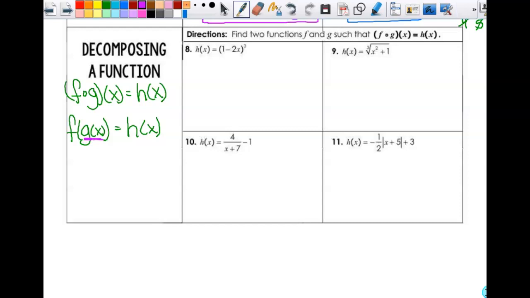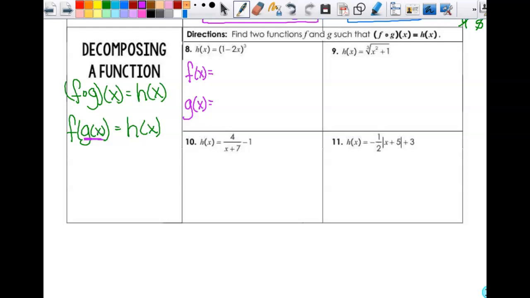If I ever ask you to do this, which you will on a quiz and a test, you only have to give me one set. We're going to look at more than one set for each one of them because I want you to see there's different ways to look at it. But so here's h of x. I need to find an f of x and a g of x that I could use that when I do f of g of x, I get that. It's easiest to find g of x first because it's the thing on the inside.